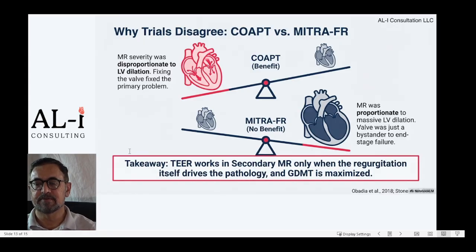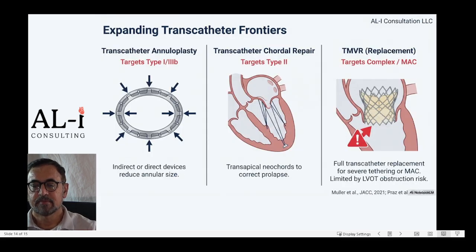Acute severe ischemic MR, such as from papillary muscle rupture after myocardial infarction, is a time-sensitive emergency. These patients face extraordinarily high mortality, require immediate hemodynamic stabilization, often with mechanical circulatory support as a bridge to definitive emergency surgery. The transcatheter options are expanding beyond TEER.